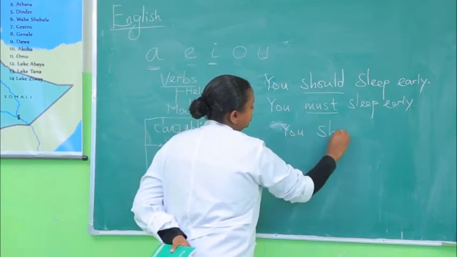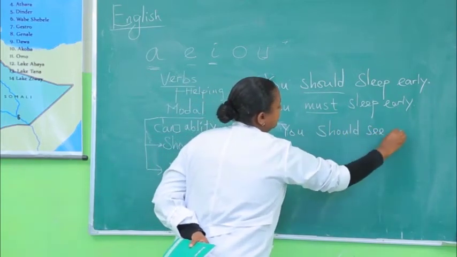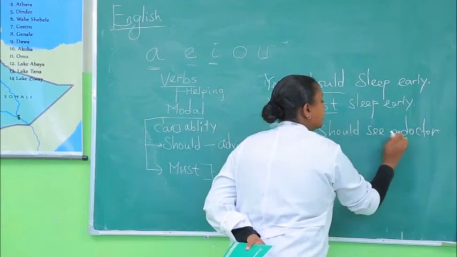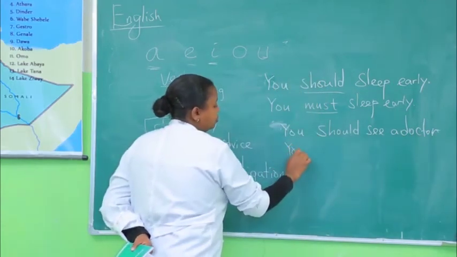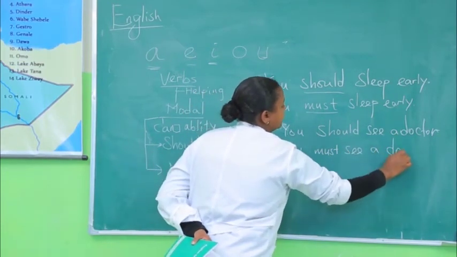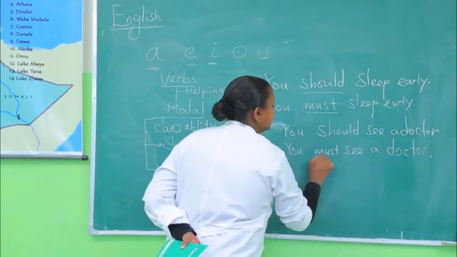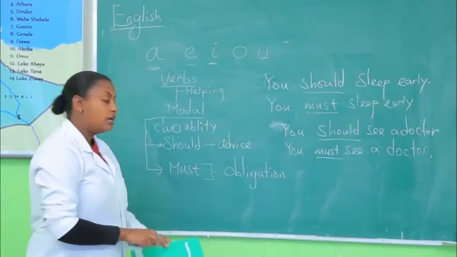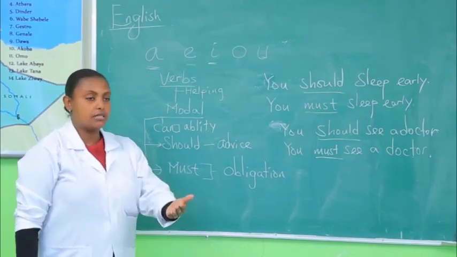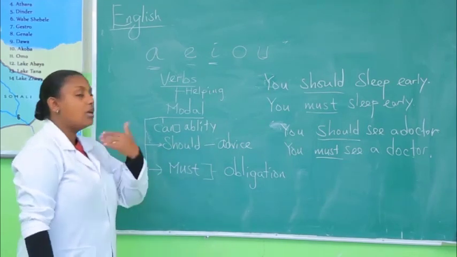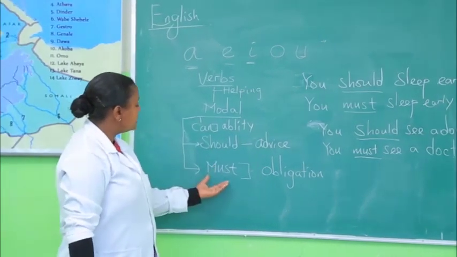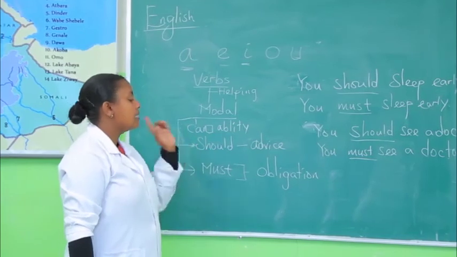Another example we can see. You should see a doctor. You must see a doctor. This one makes it clear, I think. The same sentence, but the difference is the modal verb. As I tried to explain earlier, should gives advice, when someone is advising you to do something politely. But must has a consequence. If you cannot do the thing that is stated in a must sentence, there is a punishment.